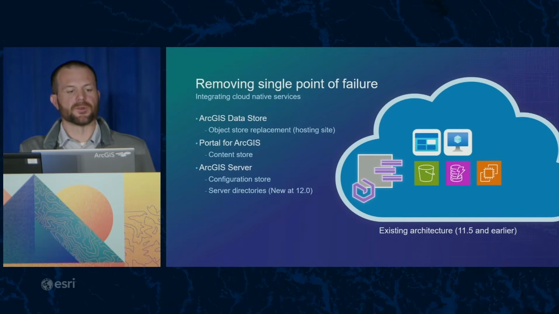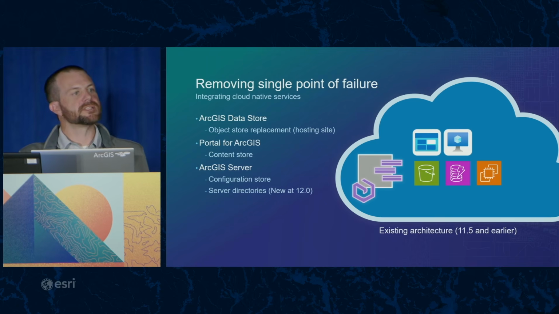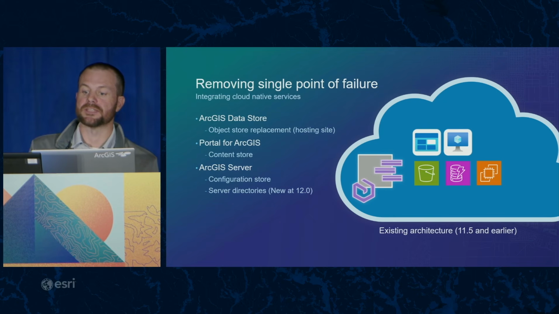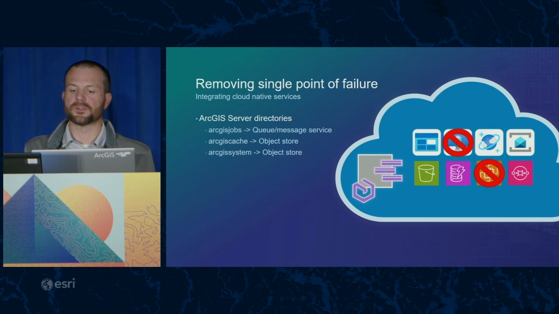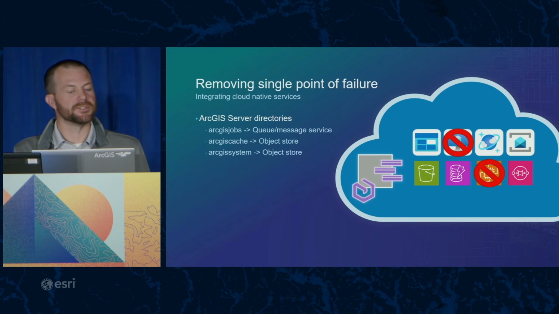So let's zoom out and summarize. Historically, even in the cloud, looking at the image on the screen, ArcGIS Enterprise still depended on a shared file server for ArcGIS Server directories. Another VM, another failure point, extra operational overhead. But with ArcGIS Enterprise 12.0, that dependency goes away. Server directories no longer live on a file system, job coordination moves to managed queue services, and cache and system content move to object storage.